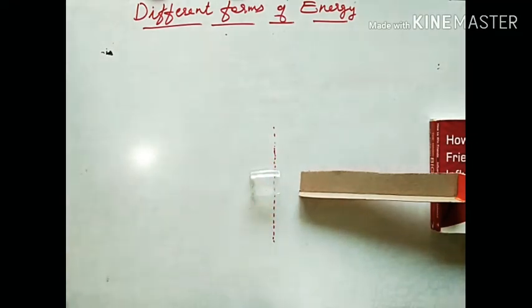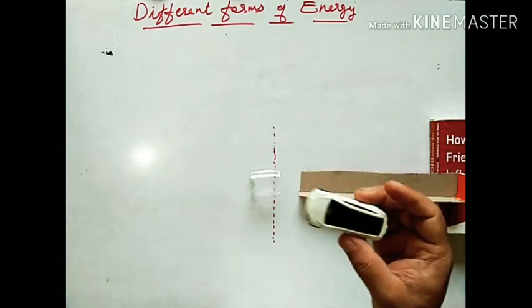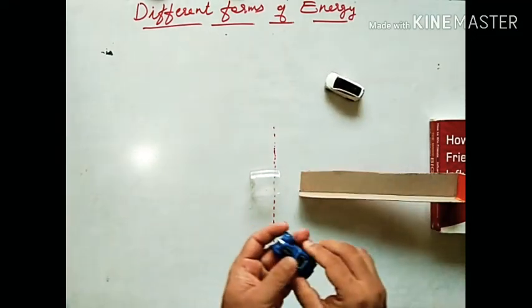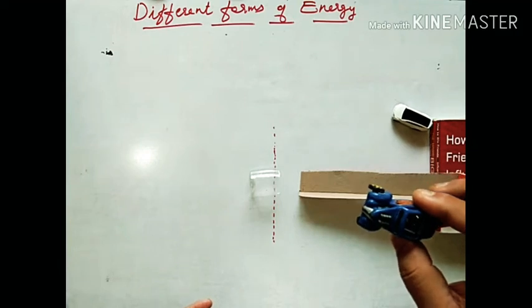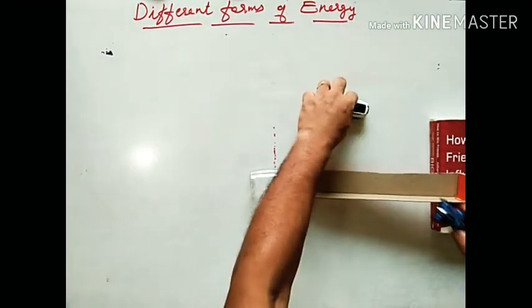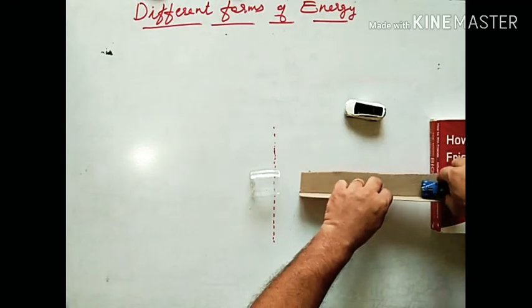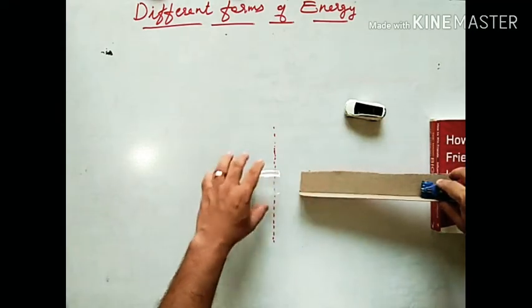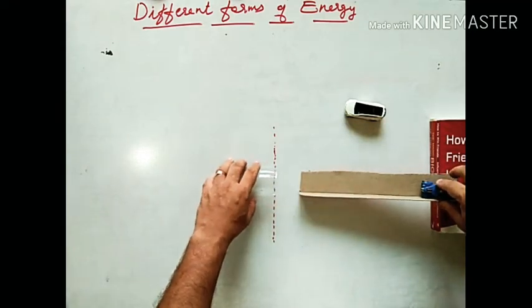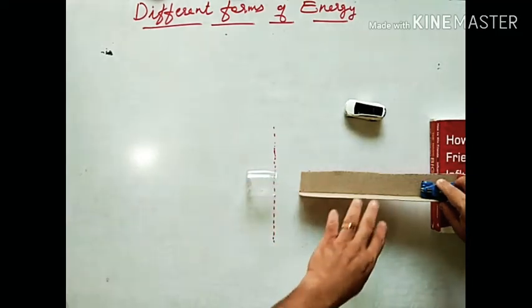Now, this was a heavy object. Now I am taking a light object. I have chosen a lighter car, a blue car, which is very light in weight. Let us see what happens as the mass increases. What are the changes seen in energy?